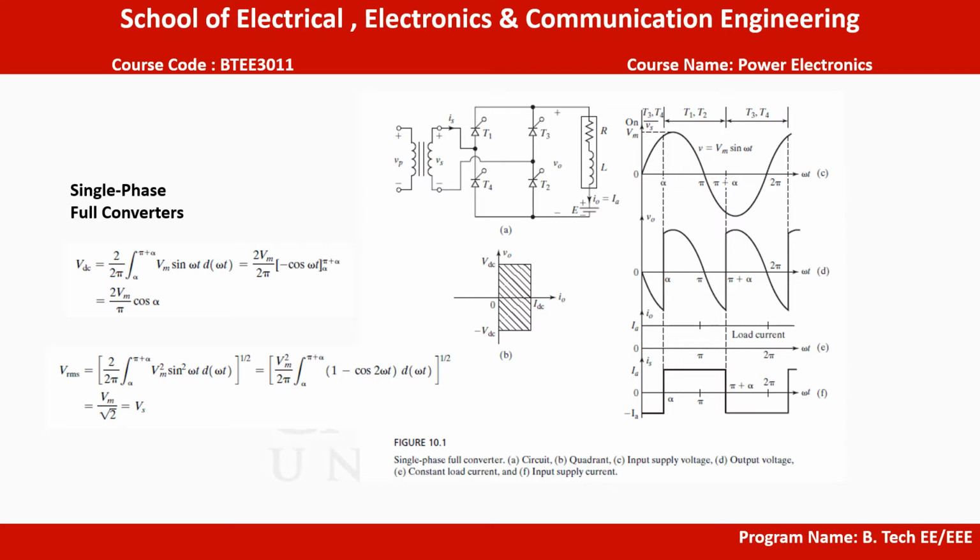Depending on the value of alpha, the average output voltage could be either positive or negative, and it provides a two-quadrant operation. The average output voltage, that is VDC, comes out to be 2Vm upon pi cos alpha, and the RMS value of the output voltage comes out to be the same as the supply voltage Vs. With a purely resistive load, thyristors T1 and T2 will conduct from alpha to pi, and thyristors T3 and T4 will conduct from alpha plus pi to 2 pi.